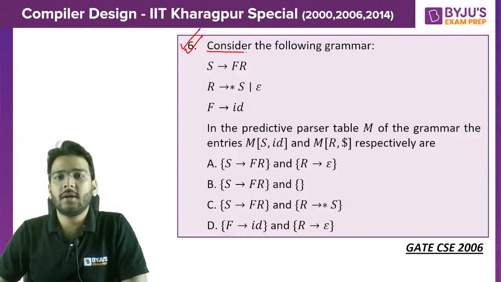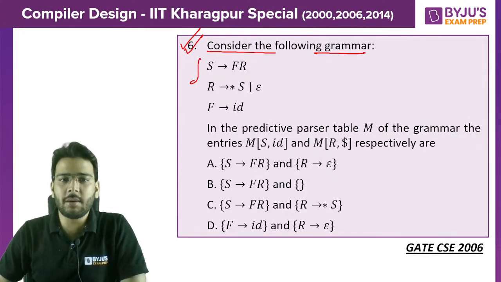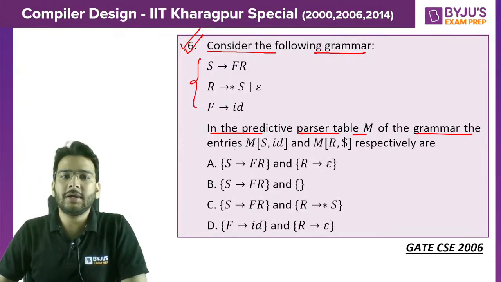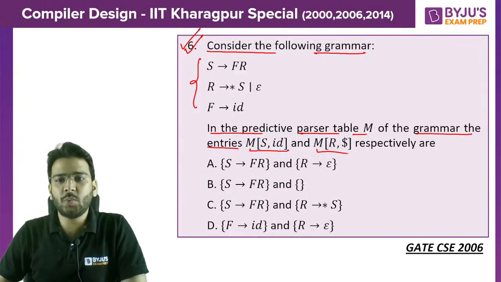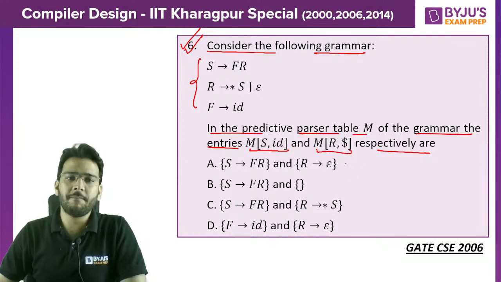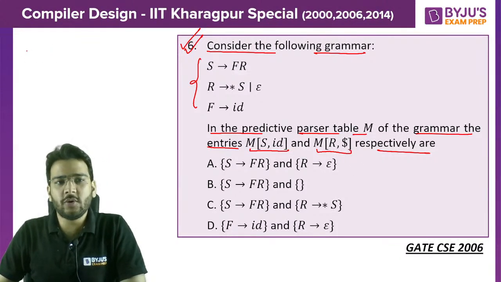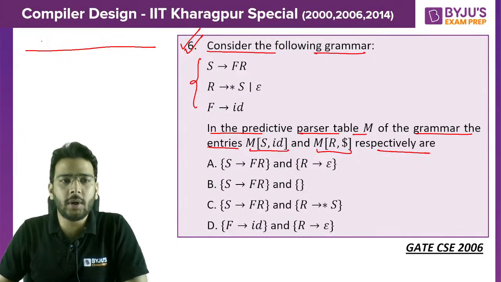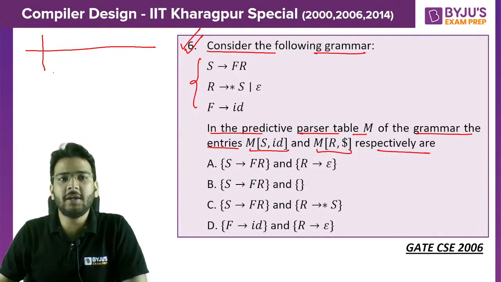Let's see this. Consider the following grammar. This is the grammar given to you. In the predictive parser table M of the grammar, the entries we are talking about are, respectively... Very easy question, it's not a difficult question. It is based on LL1 top-down parsers. Just make the table to get more clarity, and then find out the answer.